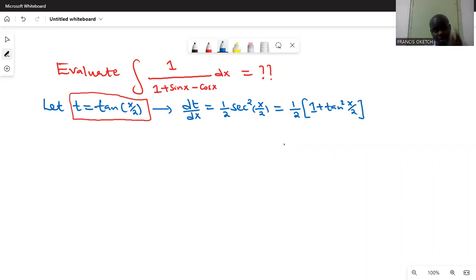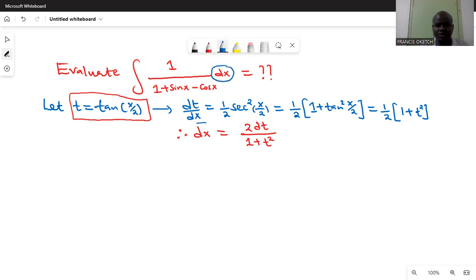And so tan x over 2 is t. So tan squared of x over 2 is t squared. So this is 1 over 2 into 1 plus t squared. So we make dx the subject. So we need to cross multiply to get dx equal to 2 dt, everything over 1 plus t squared. Now we have expressed dx as a function of t. So this is another substitution that we are going to make.